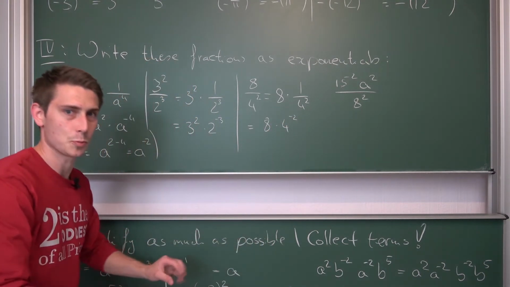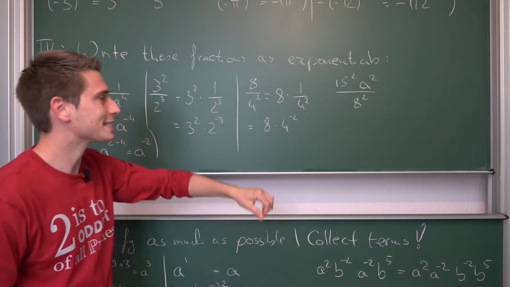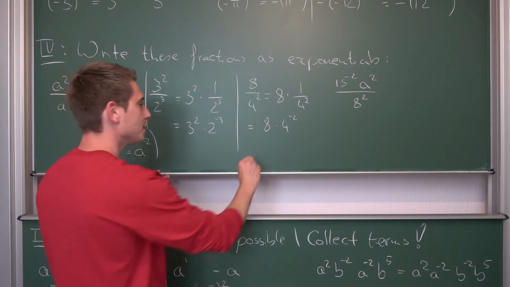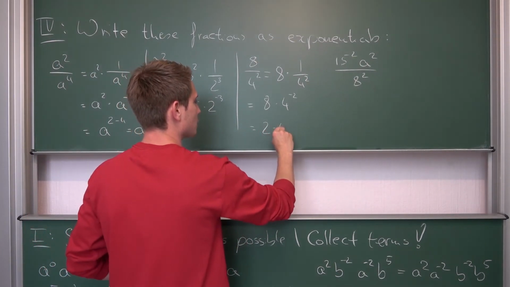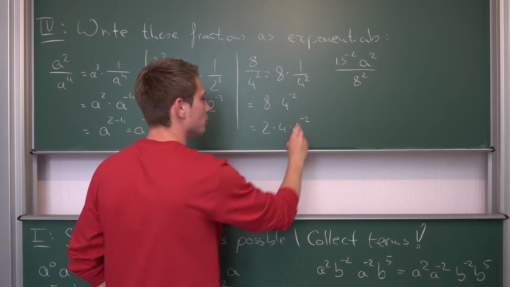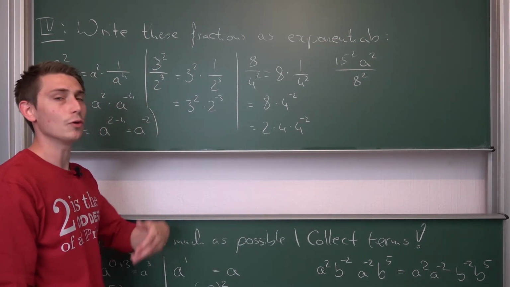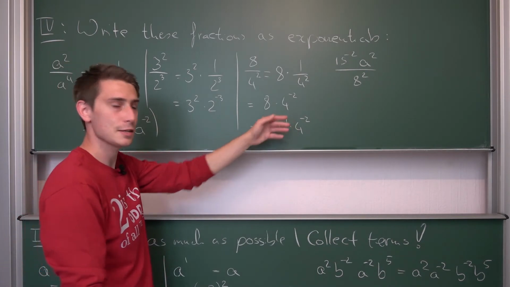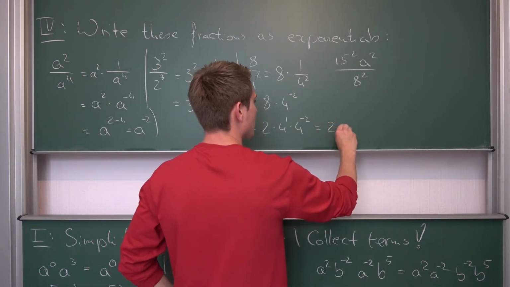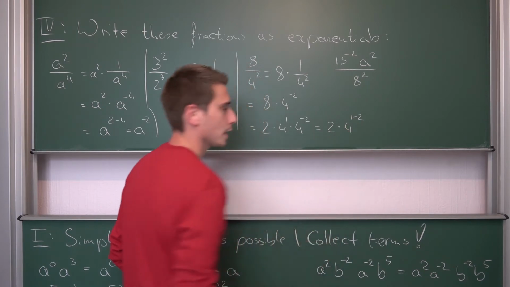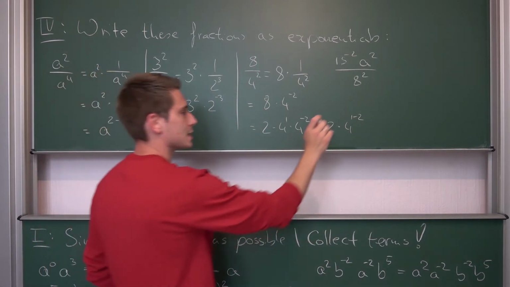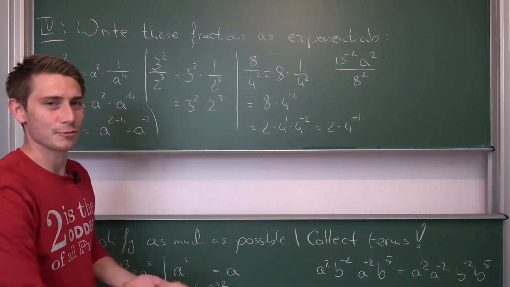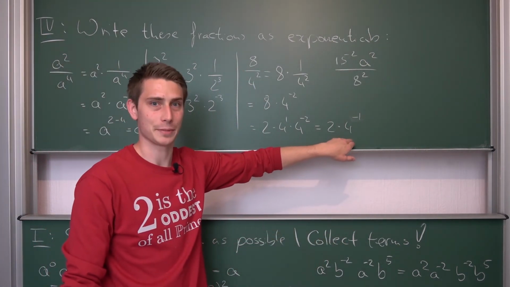And now we could stop at this point. I'm going to go one step further and say that 8 is nothing but 2 times 4, right? So this is 2 times 4 times 4 to the negative 2. 4 is nothing but 4 to the 1st power, meaning same base, different exponents, leaving us with 2 times 4 to the 1 minus 2. 1 minus 2 is going to give us negative 1.